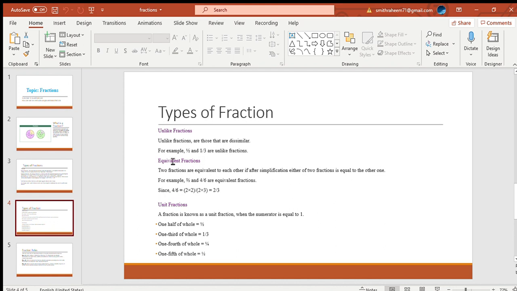Alright, so we're still on the types of fractions. We have the unlike fractions, or those that are dissimilar. For example, a half and 1/3 are unlike fractions. Alright, so we have the equivalent fraction as well.